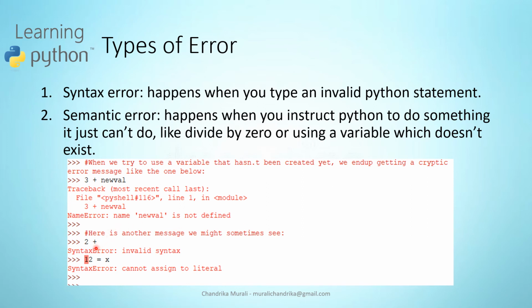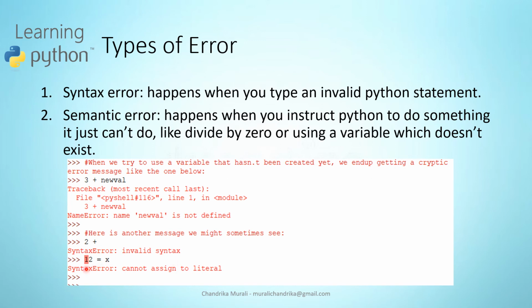Then here is one more example, 2 plus, and I'm not giving any other expression, I just press enter. So this is half of the expression: 2 plus what? You're not giving the second operand. Sorry for that. So now it is throwing an error, syntax error, invalid syntax. You're saying 2 plus, but add what? That you are not telling. So it will end up with a syntax error.